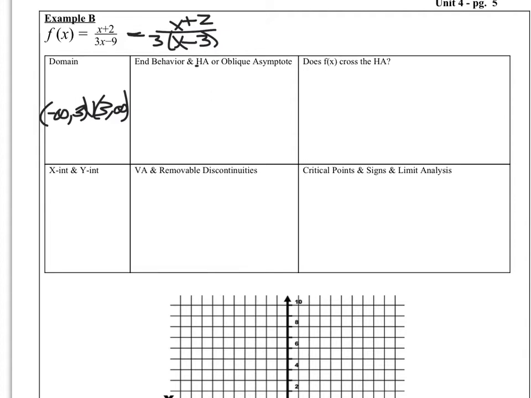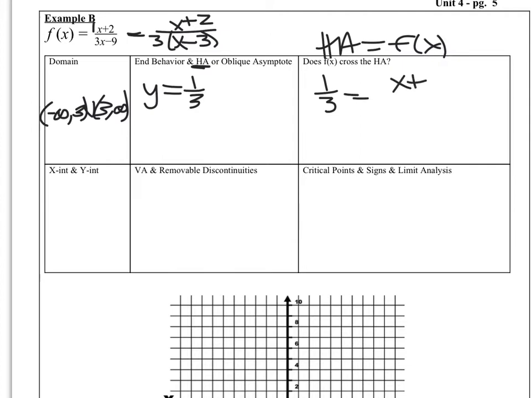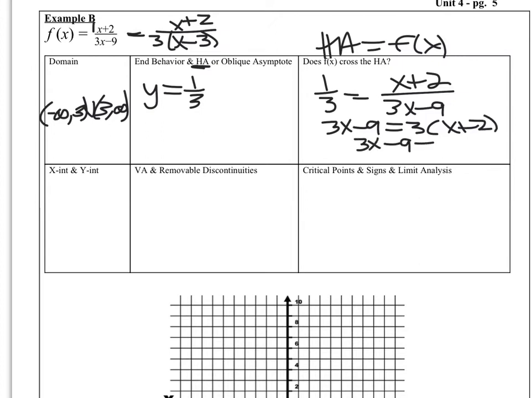My horizontal asymptote has the same degree in the numerator and denominator, so that's going to give me y equals 1/3. So to check, we set our horizontal asymptote equal to our function. So 1/3 equals (x plus 2) over (3x minus 9). So 3x minus 9 equals 3 times (x plus 2). If you can distribute that in your head while you're multiplying, that's great. Equals 3x plus 6. I get negative 9 equals 6, which is not a true statement, so it does not cross, just like the last example.